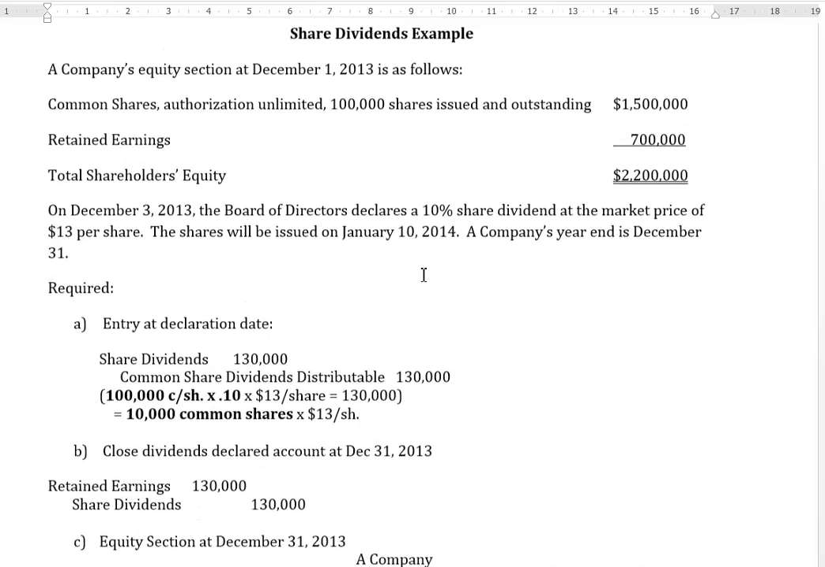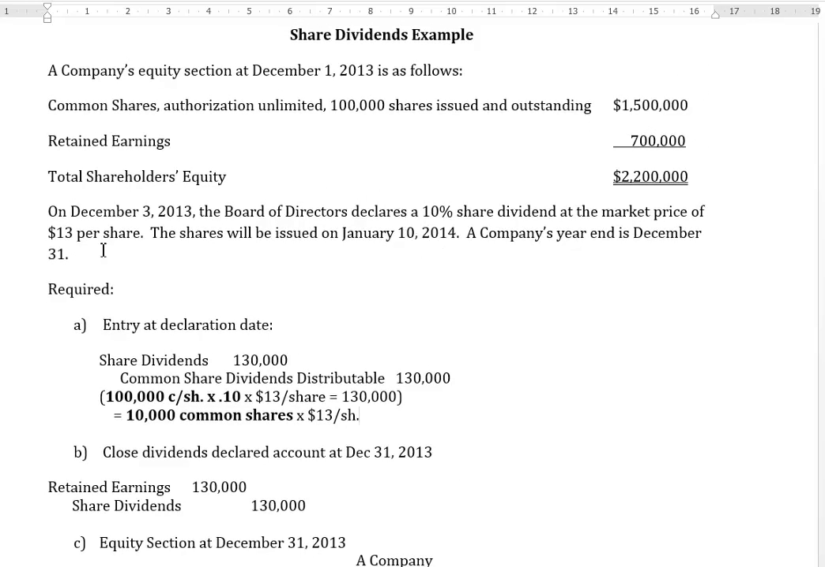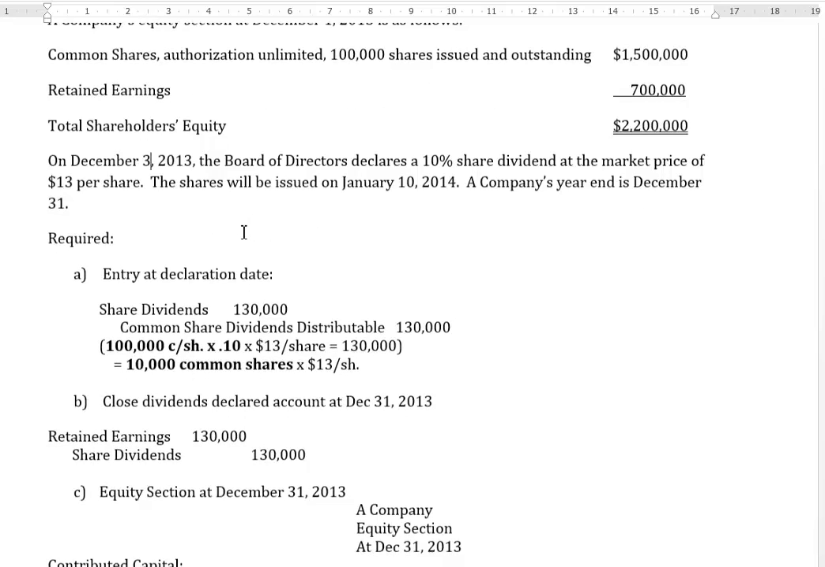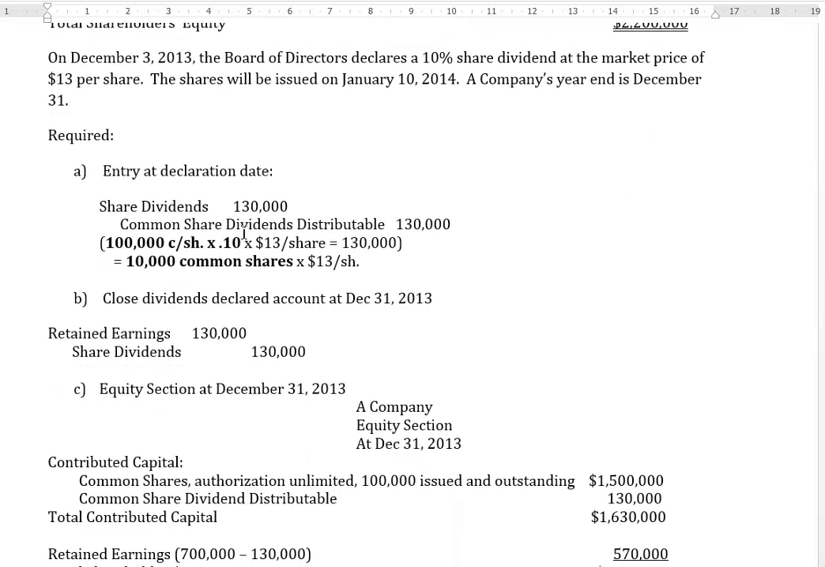Now, remember here, they gave us the price per share based on the market values on the stock exchange at December the 3rd. And that's the value that we're going to use to value the share dividend. But what we need to calculate first is how many new shares we are going to be issuing, right? And multiply that by 13.